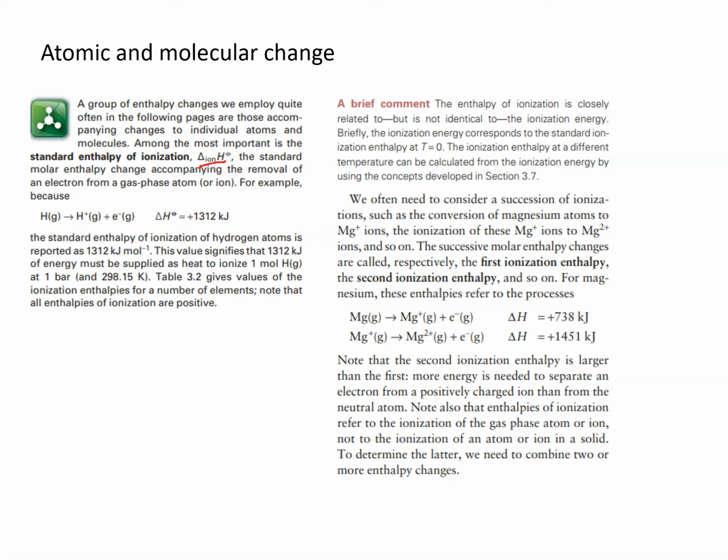So, having said that, we often need to consider a succession of ionizations, such as the conversion of magnesium atoms to magnesium-1 cations, the ionization of these magnesium-1 ions to magnesium-2 ions, and so forth. The successive molar enthalpy changes are called, respectively, first ionization enthalpies and second ionization enthalpies, and so on. For magnesium, these enthalpies refer to the following processes: 1.